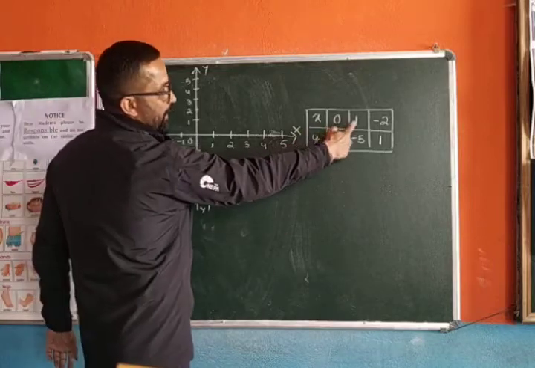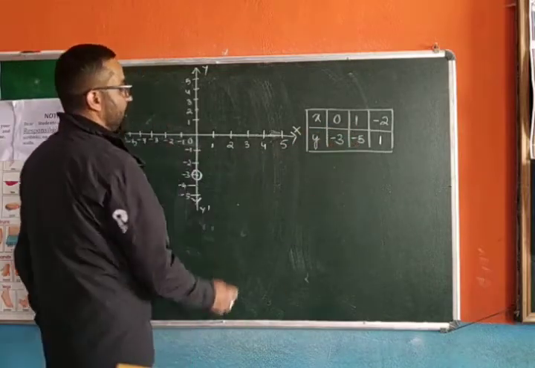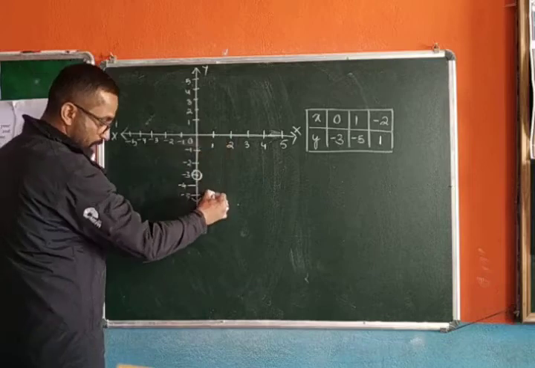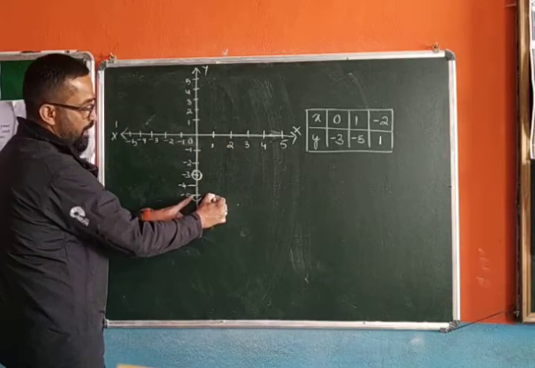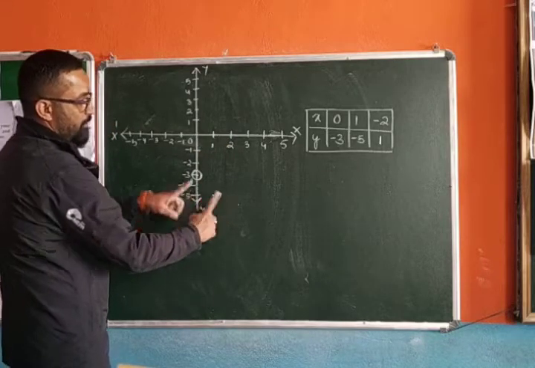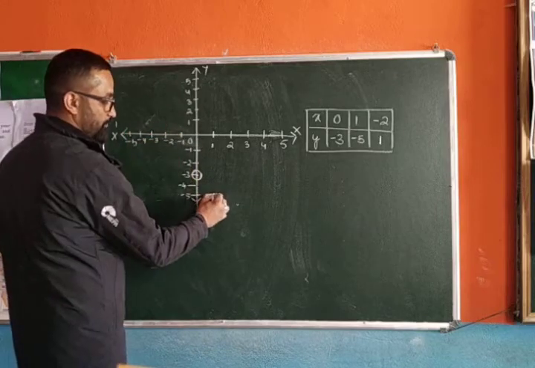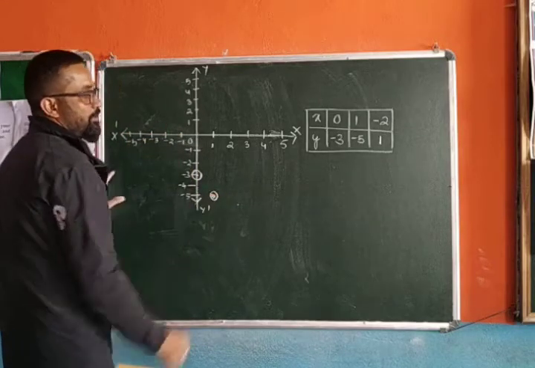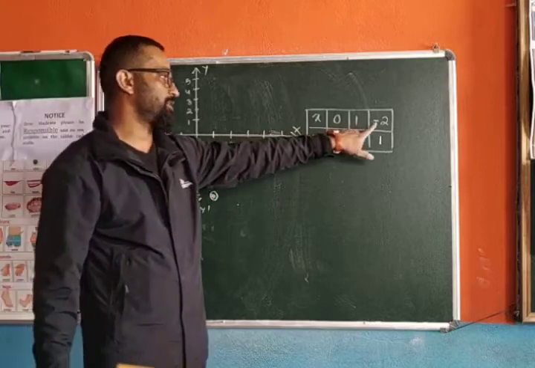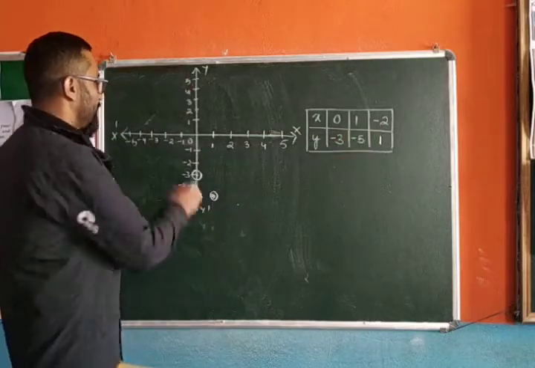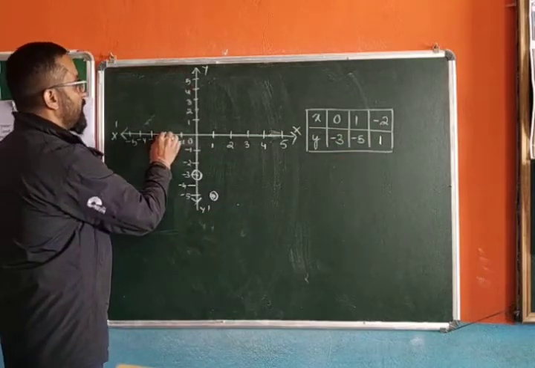Second one is when x is 1, y is minus 5. Compare y-axis and mark the point. There will be intersection in the graph. Similarly, when x is taken minus 2, y is 1.